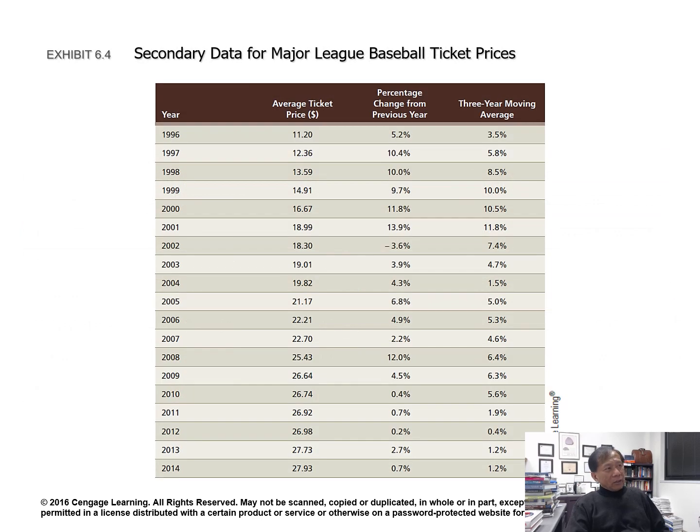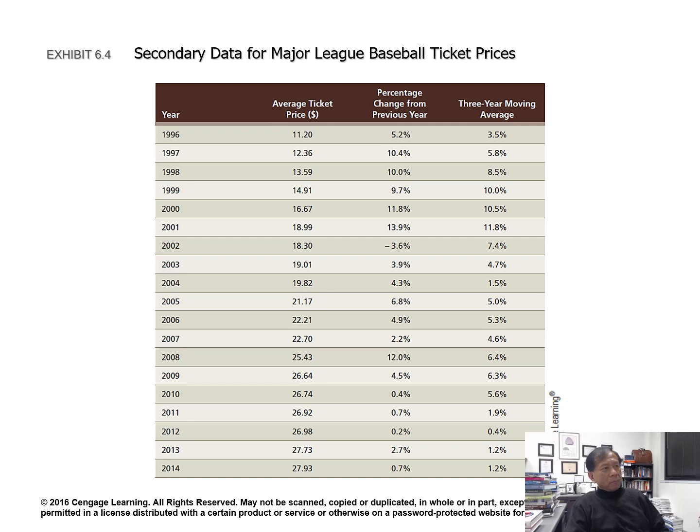This is secondary data for Major League Baseball ticket prices. Let's look at the Major League Baseball ticket prices, the secondary data, from the year 1996 to 2014. What happens over almost 20 years? You look at average ticket price: $11, 12, 13, 14, 16. Ooh, it's going up, right? Going all the way up to 22, 25, 26, 27. Now it's around $27, right? From 11 to almost $30, almost 3 times.